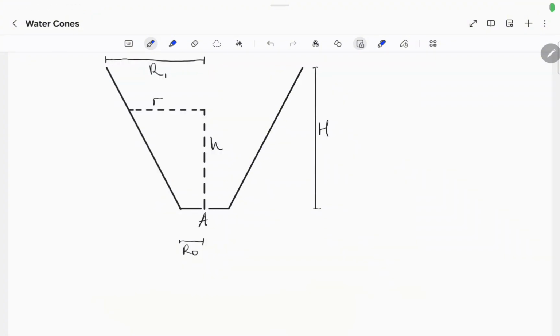Here I set up a system where the top radius was r1 and the bottom radius was r0. The height of the water was h and the radius of the frustum at that height was r. The total height was H and the hole at the bottom had an area of a.